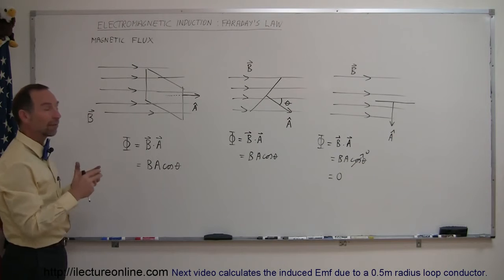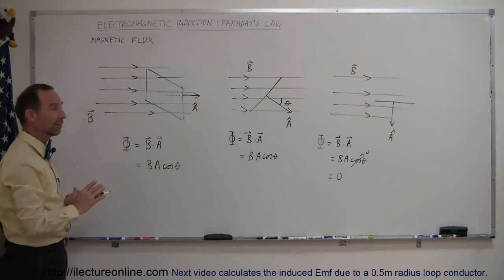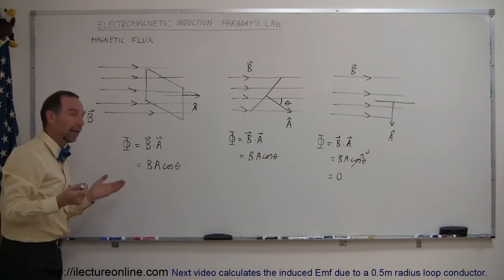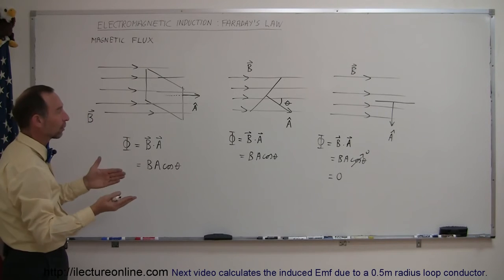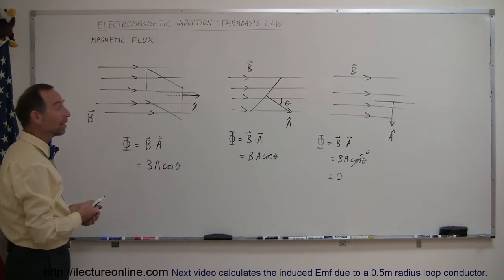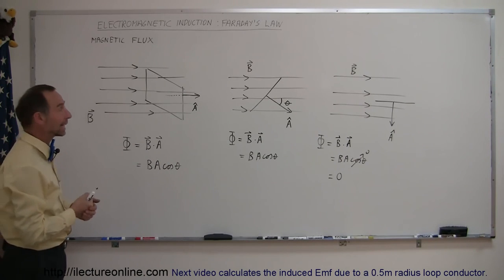All right, so now you have a concept of what magnetic flux is and how we calculate it. It's simply how much B field goes through the area. And of course, if the area is on its side and there's no way that the B field can go through it, then the flux will be 0. Okay, now let's do an example to introduce to you the concept of electromagnetic induction.